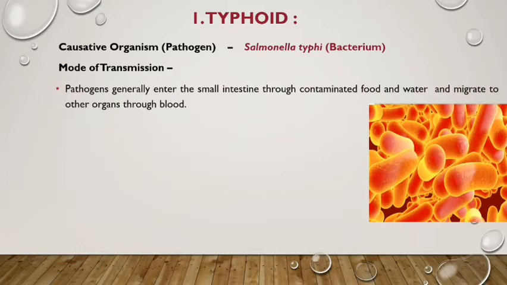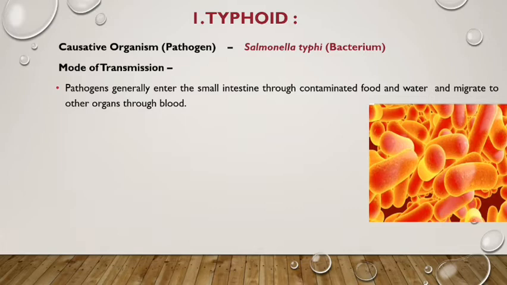So my dear student, which pathogen? Salmonella typhi. Salmonella typhi generally enters the small intestine through contaminated food and water. So how does Salmonella typhi enter the human body? Through contaminated food. At first they will target the food and water. Contaminated food means food that has been infected by the microorganism, so that is contaminated food and water.